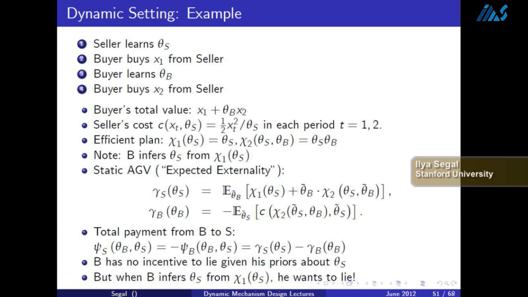So this extra information revelation, of course, if you could hide the buyer's first period consumption from himself, then there would be no problem. But the problem is the information disclosure.